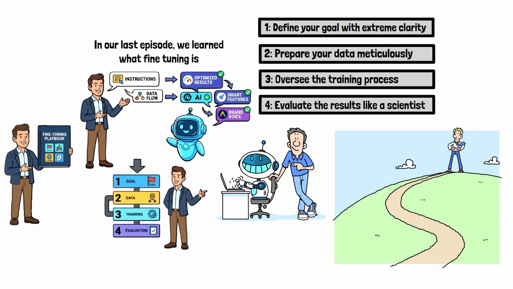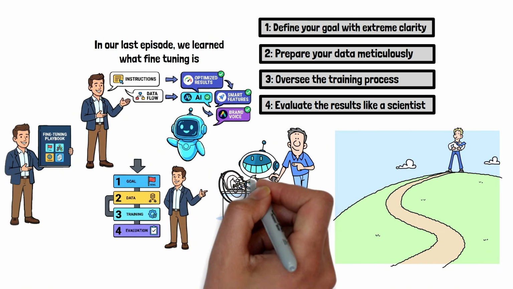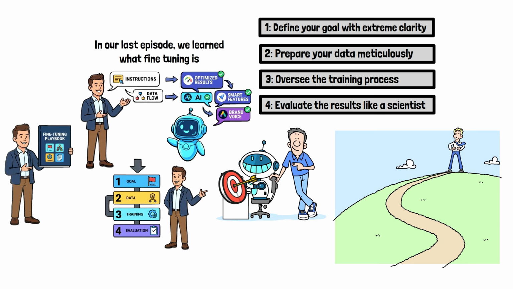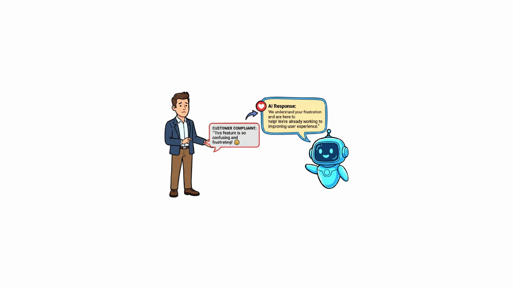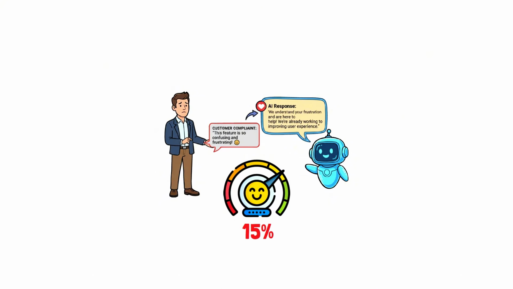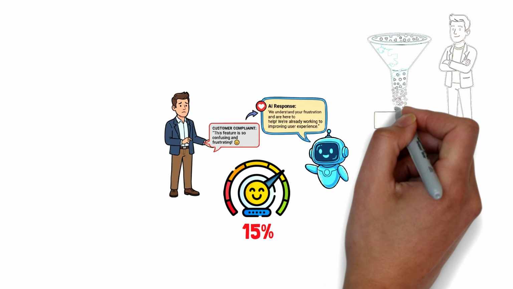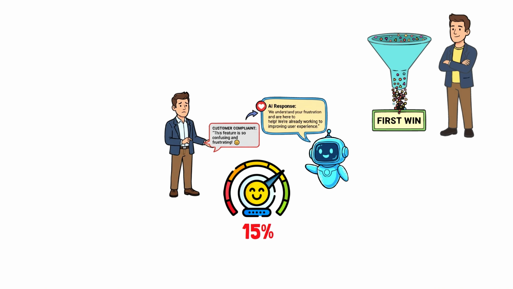First, you must define a clear, measurable, and narrow goal. "Make the AI better" is not a goal. "Improve the chatbot's tone" is better, but still too vague. A great goal is to fine-tune the model to respond to customer complaints with a more empathetic tone, aiming to increase the user satisfaction score on those conversations by 15%. This is specific, measurable, and directly tied to a business outcome. Your first fine-tuning project should be as narrow as possible to maximize the chance of a clear win.